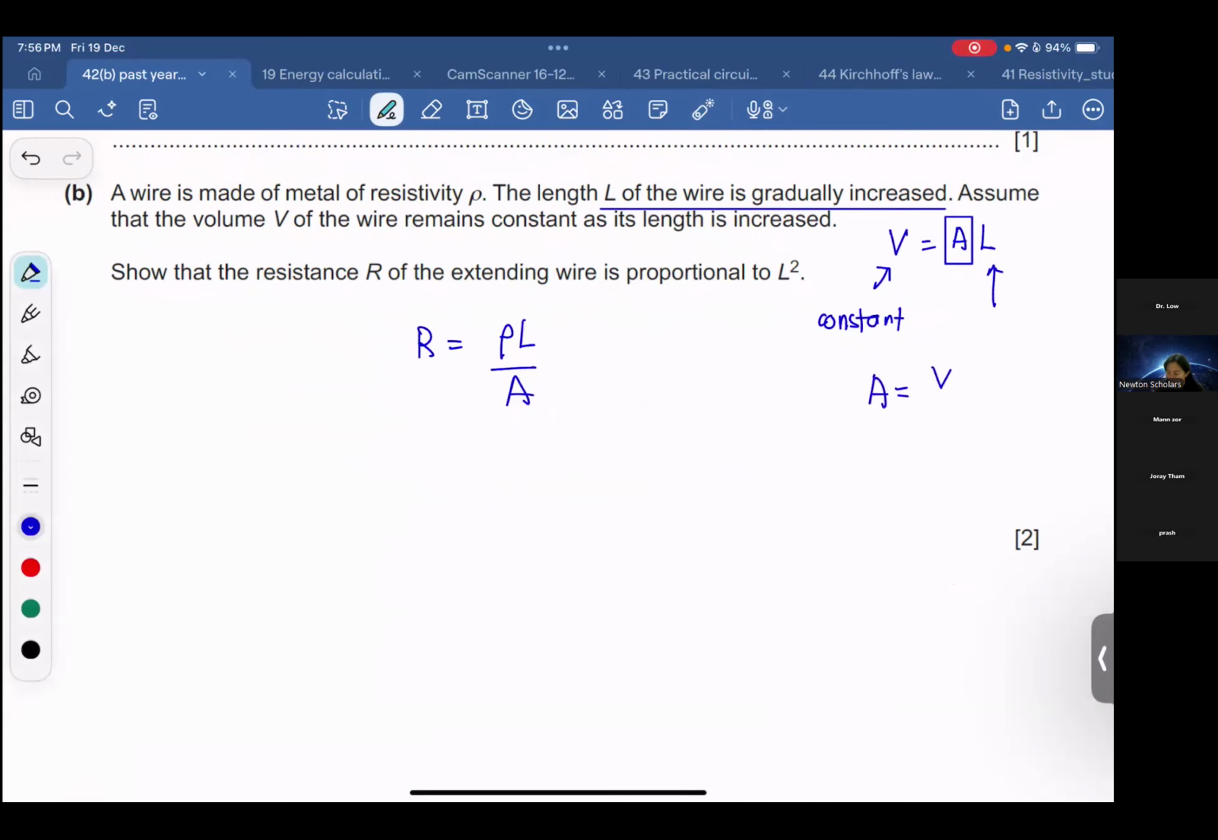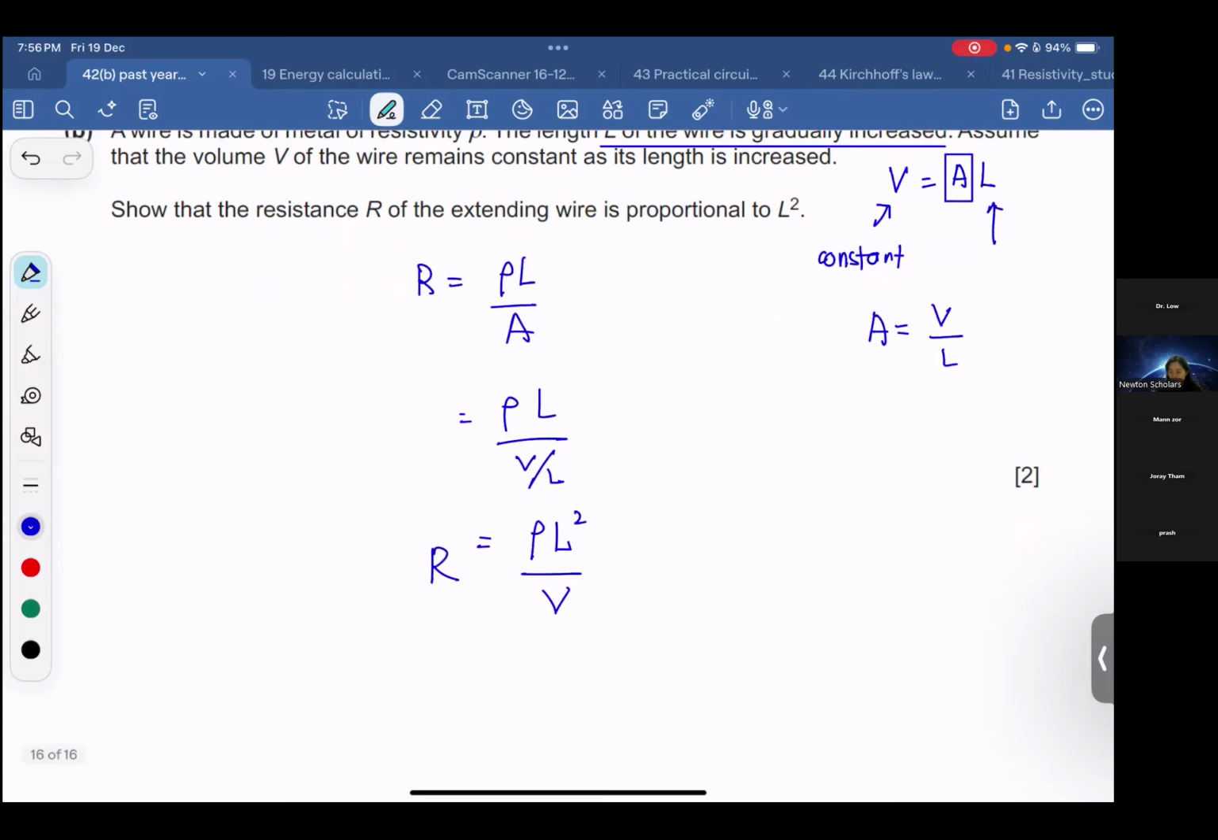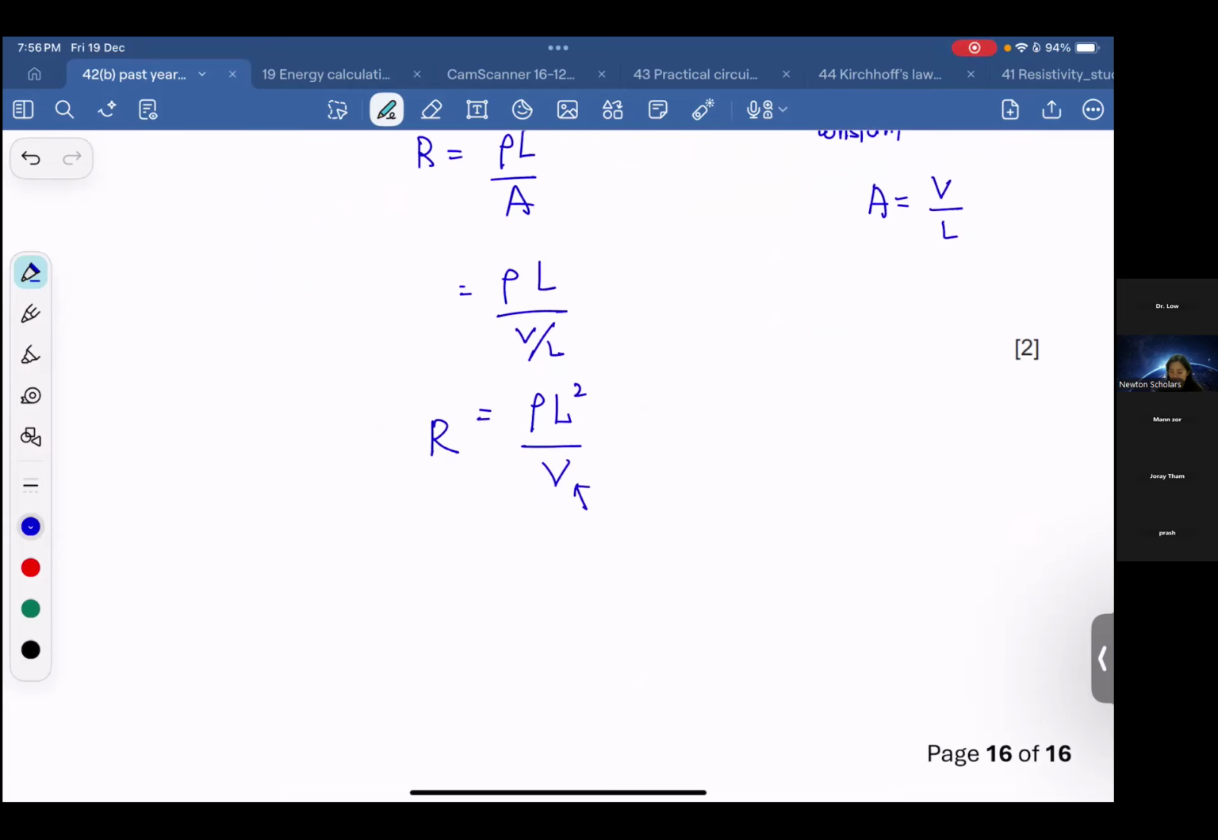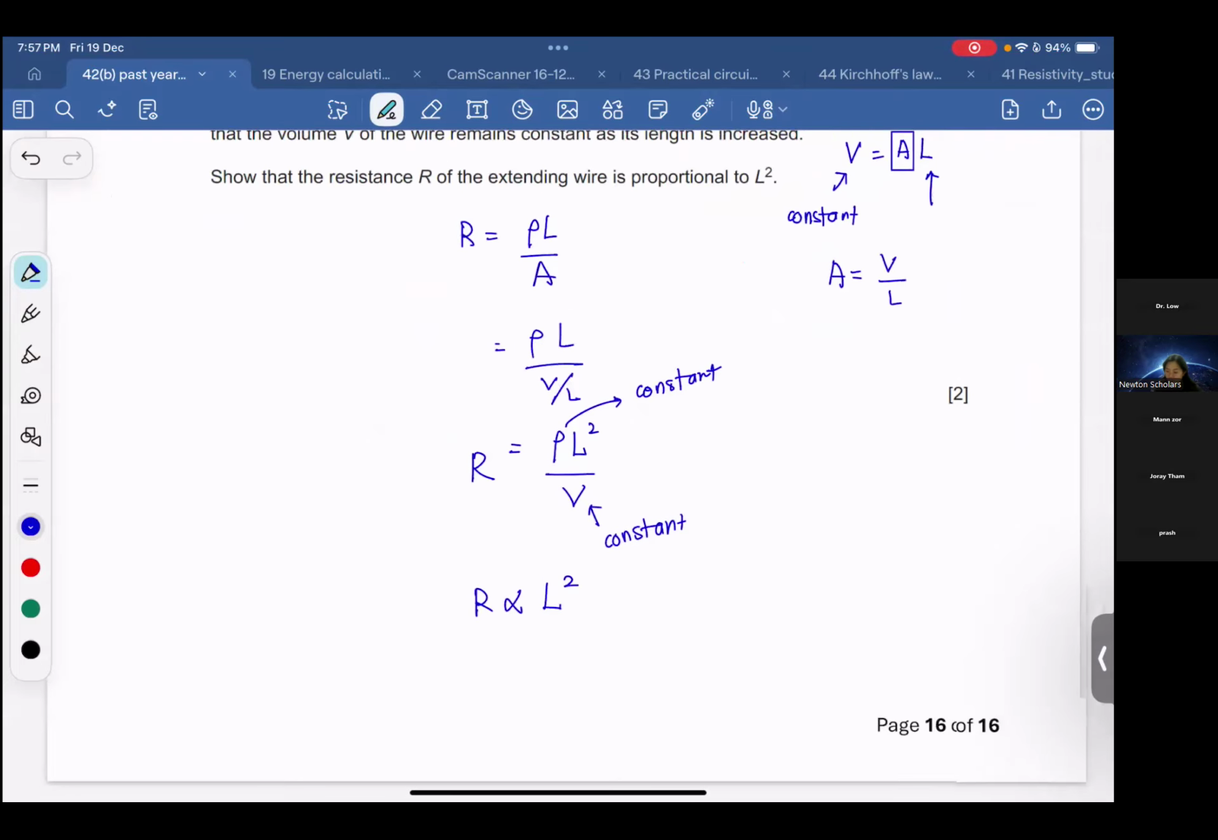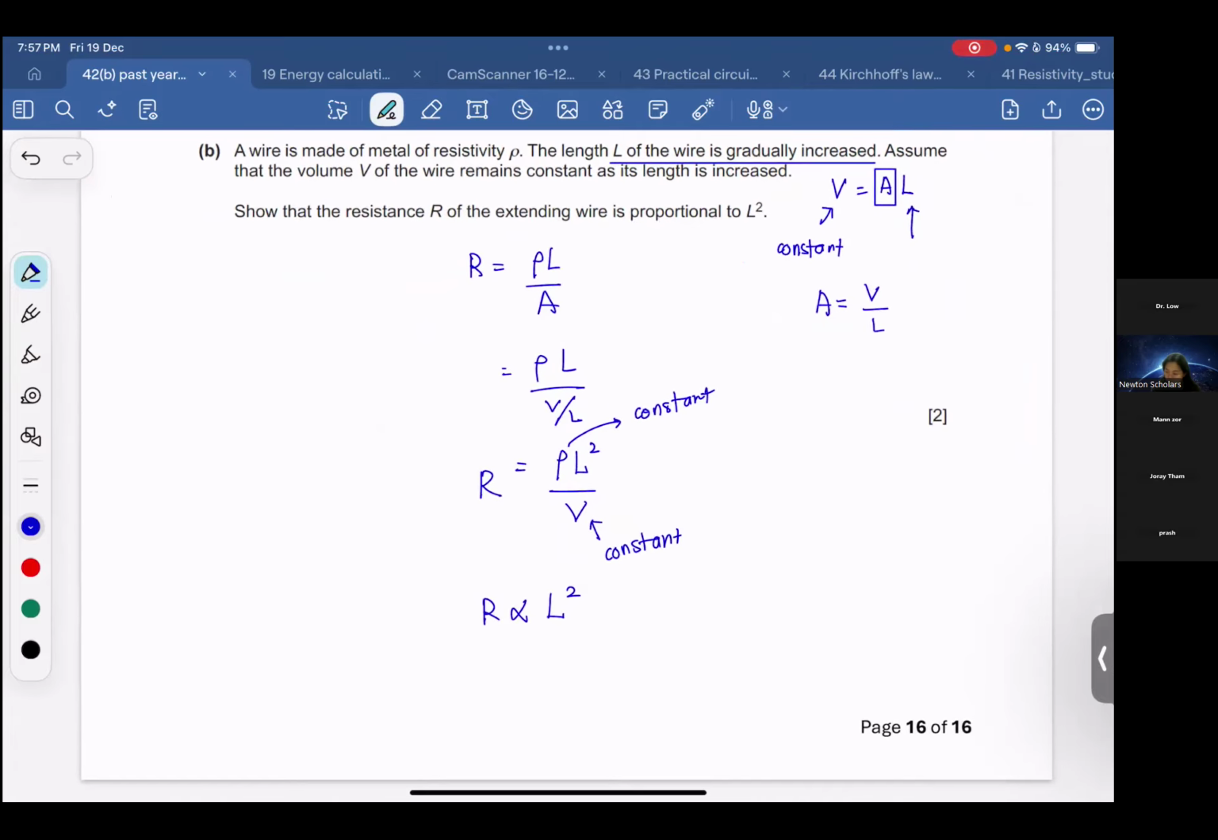Wesley okay. V over L. Okay, so at here, V over L, so it will become L square over VR. So can you see that volume is constant? Resistivity is constant. So here I prove that R is directly proportional to L square. Okay? Proof like this. So can you see the relationship?